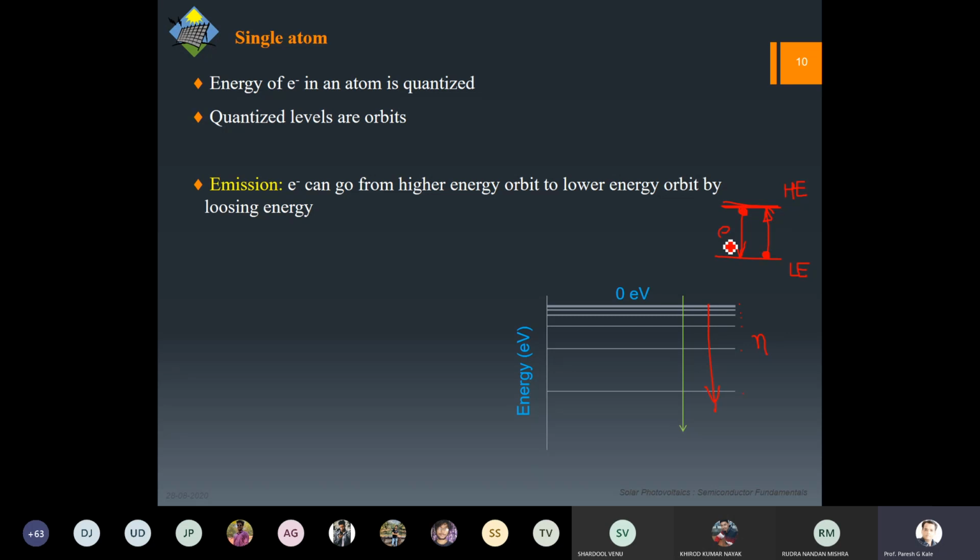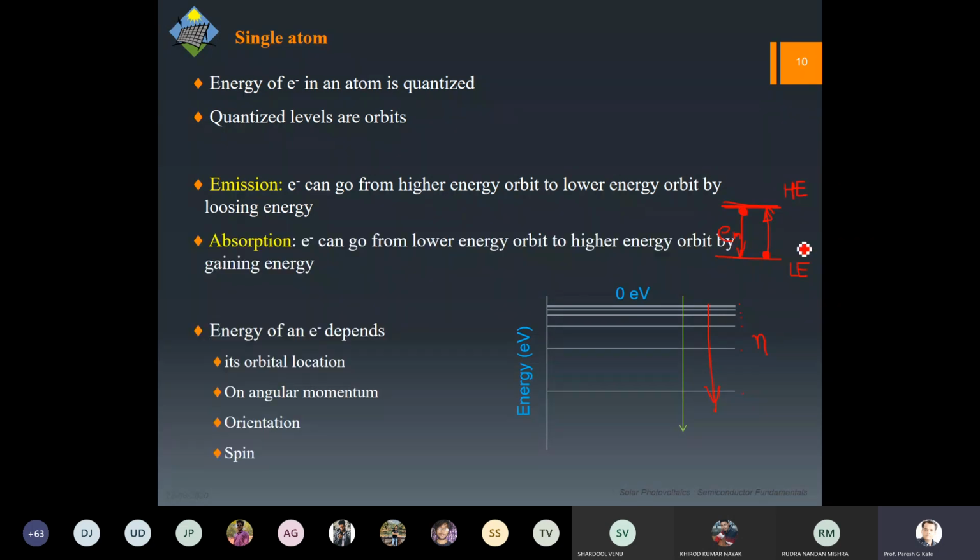which we can call emission, and the other one is absorption. Here the electron is absorbing the energy and goes to the higher energy, and then when it releases that energy, it goes back down. So emission and absorption are the vital processes for any semiconductor device to work, whether it is a diode, an LED, or whatever.